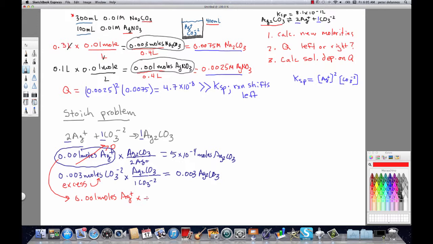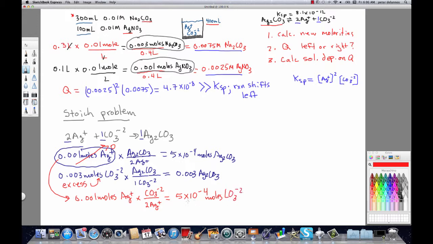So we set up another ratio like we did to figure out our limiting reactant. And now we're going to be solving for the carbonate. This is the amount of carbonate that's used. The ratio between the silver and the carbonate is 2 to 1, so it's going to be 2 silvers down here in the bottom. And we see that we're going to end up using the same quantity of carbonate that we produce in the silver carbonate. That's because the mole ratios of those two things are the same.